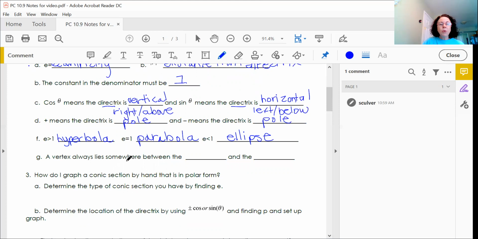A vertex always lies somewhere between the pole and the directrix. Not necessarily halfway, but between the pole and the directrix.